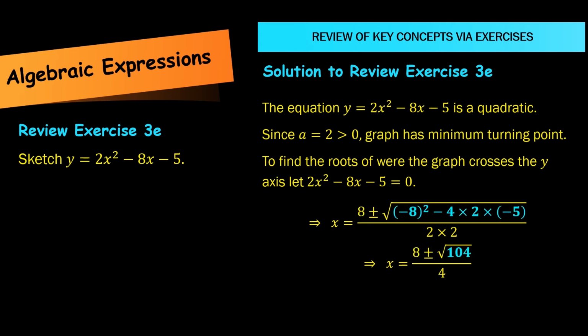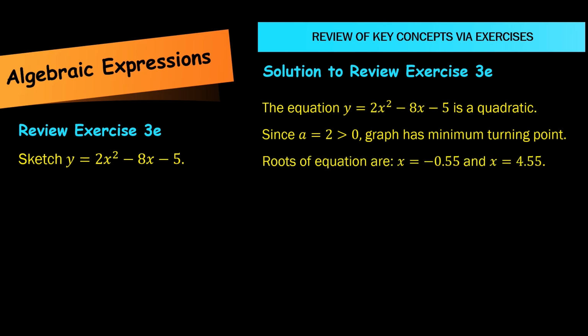Plugging this into our calculator gives x equals minus 0.55 and x equals 4.55. So now we have the roots of our equation. And when x equals 0, y equals minus 5. We can find this value of y by simply plugging x equals 0 into our original equation.